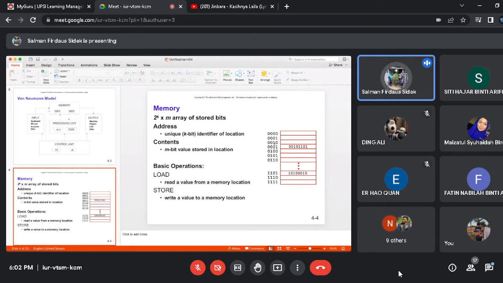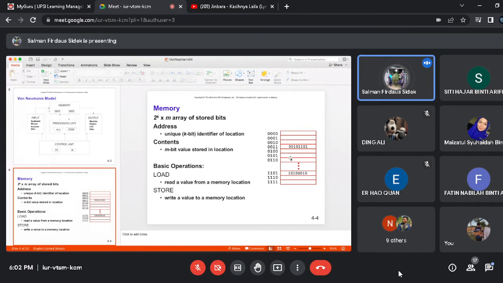While the content of the memory, we label the variable as M. So in this example, how many bits of the content? 8. So the size of this memory is 2 to the power of 4 times M. Itu size dia. So berapa tu? 2 kuasa 4 kali 8.